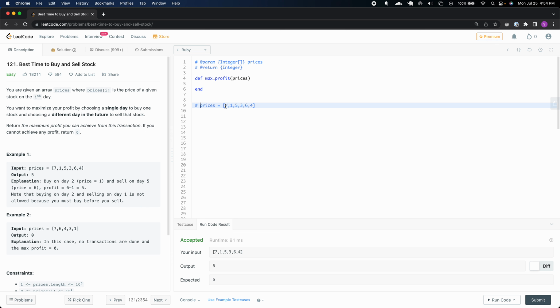If days are going from left to right, you want to obviously buy low and sell high for that max profit of 5. There's a 4 right there, and then there's 2, but then this 5 is the max that you want to return at the end.